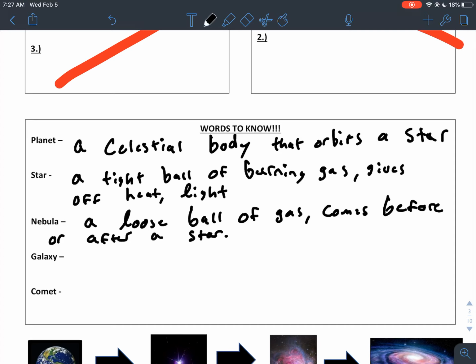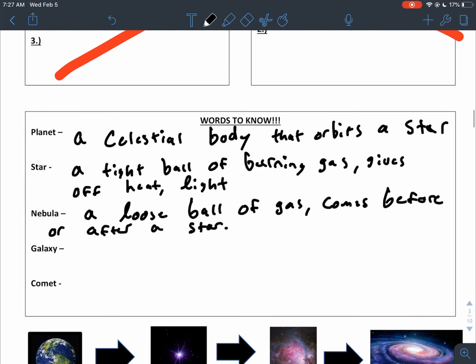So before there's a star, there's something called a nebula. It's just this giant cloud of gas and dust. It hasn't become a star yet. It's bigger. It's just kind of floating out there. And then after a star gets really tiny and blows up, it becomes a nebula again. So nebulas are bigger than stars, and they come before and after them.